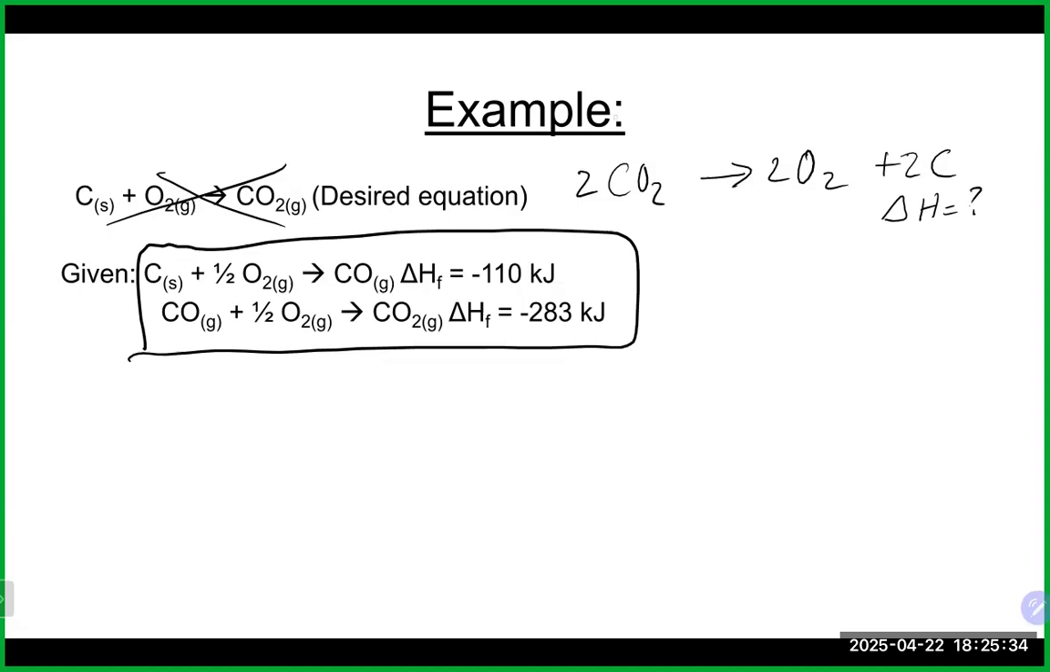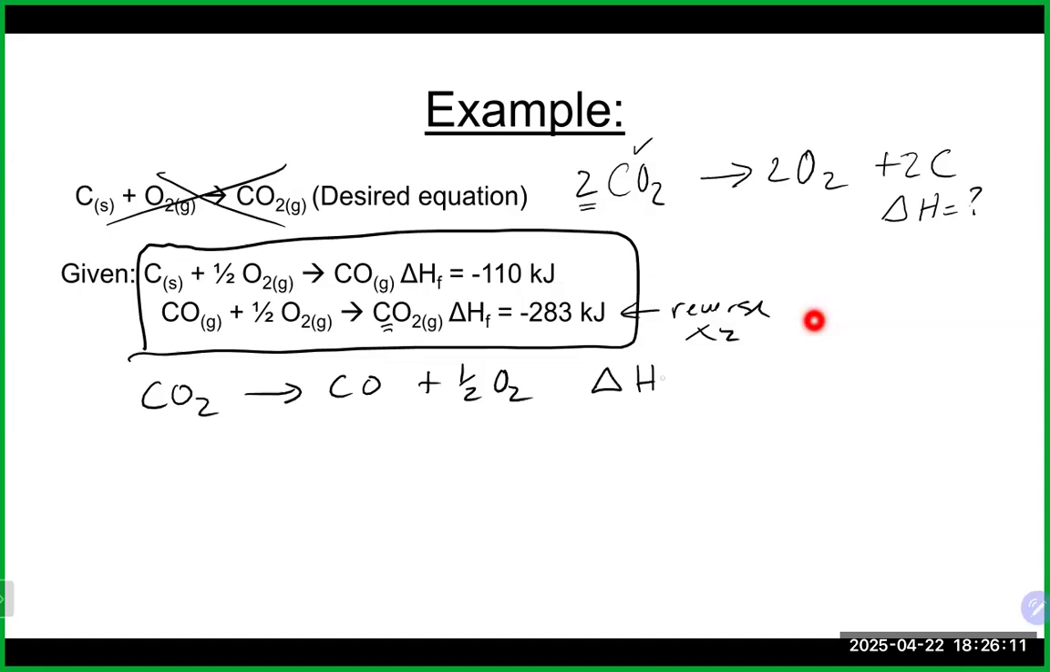For example, the first thing I would look at here is CO2. CO2 is on the left-hand side of the arrow here, and over here it's on the right-hand side of the arrow. So I know I need to reverse that reaction. In addition to reversing the reaction, I don't need one CO2, but I actually need 2 of them. So I need to reverse it and multiply that reaction by 2. I'm going to reverse it here: CO2 gives me CO plus a half of O2. And when I do that, the delta H of that is now going to be positive 283 kilojoules.